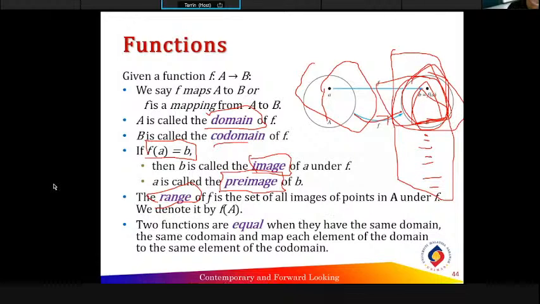Two functions are equal when they have the same domain, the same codomain, and map each element of the domain to the same element of the codomain.